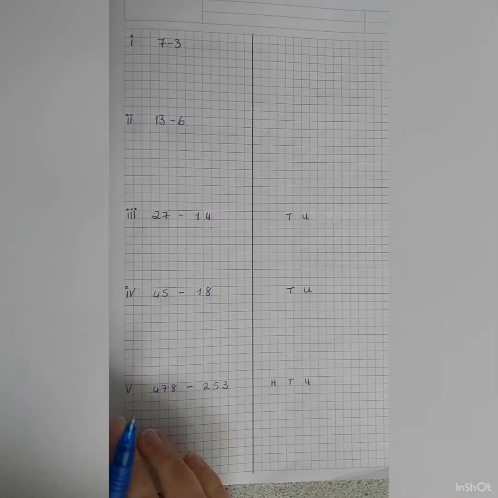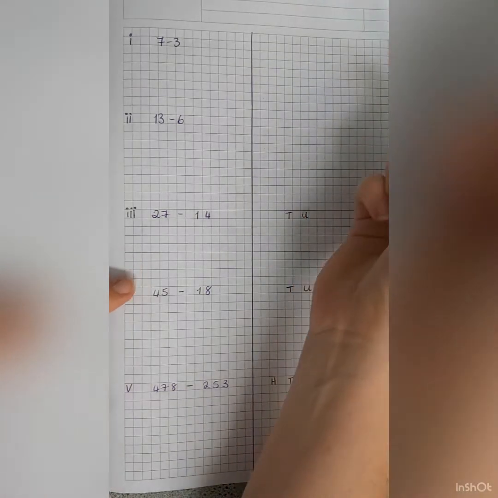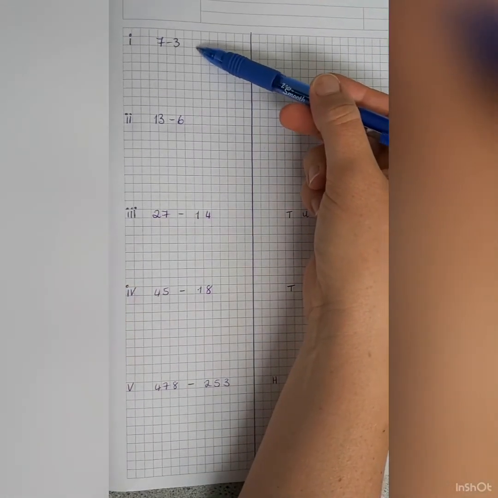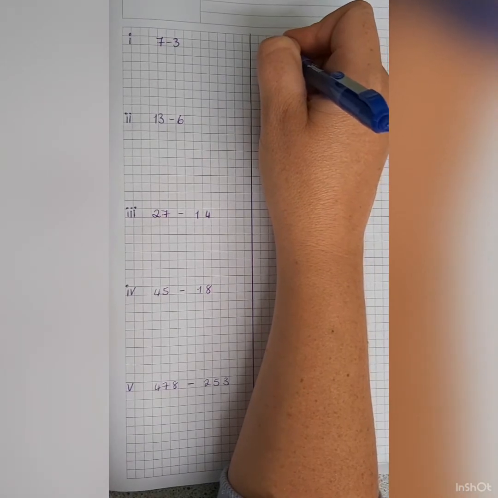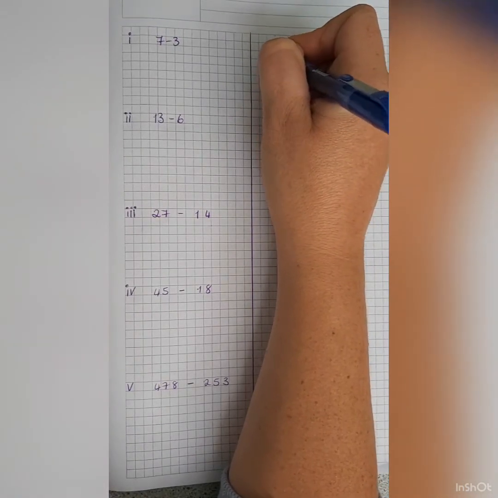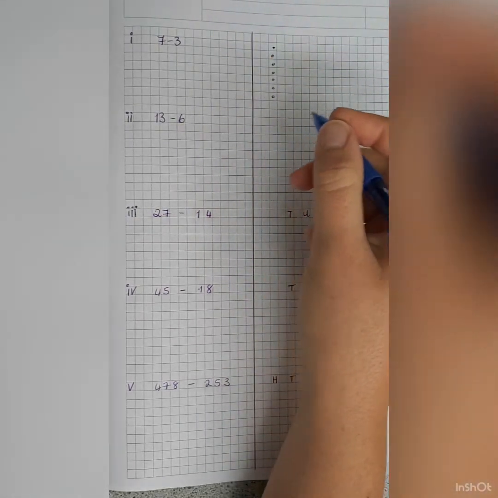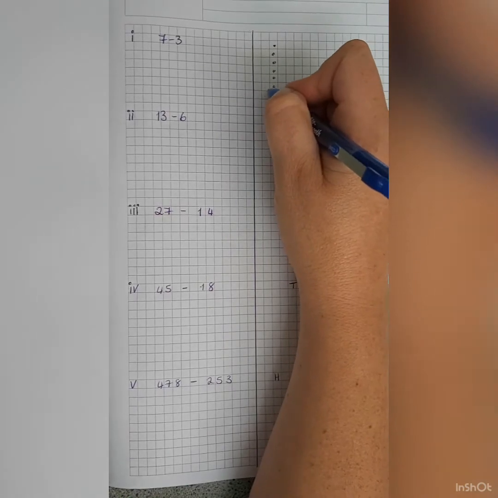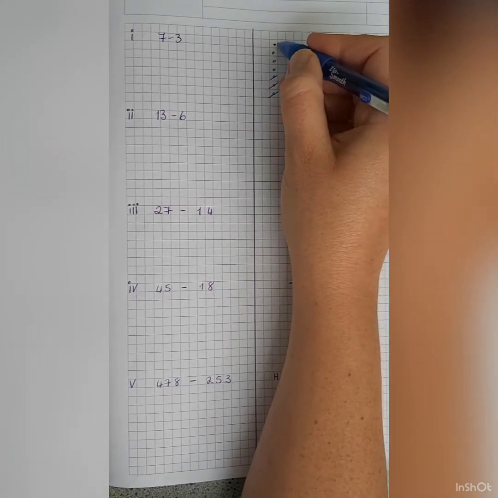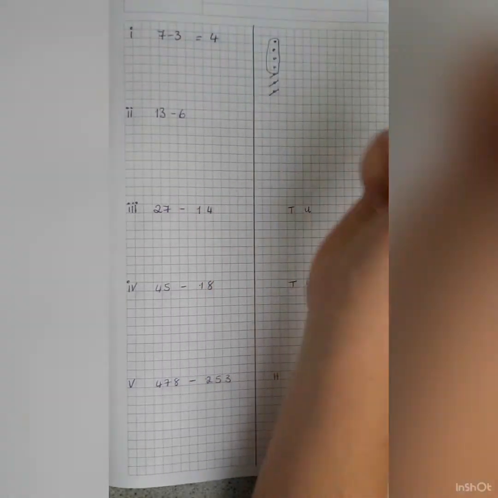Now, some subtraction. Let's try and show visually at the beginning. So, the first one has 7, take away 3, or 7 minus 3. So, you're beginning with 7 units. 1, 2, 3, 4, 5, 6, 7. And you have to take away 3 or remove 3. So 1, 2, 3. And this leaves us with 4. So the answer is 4.